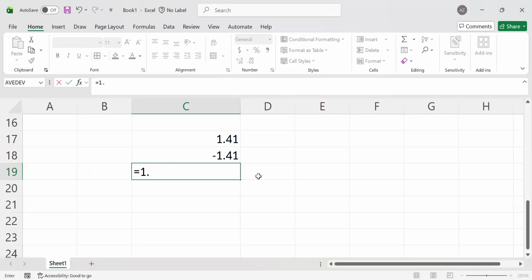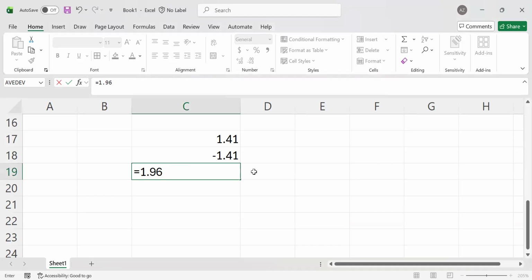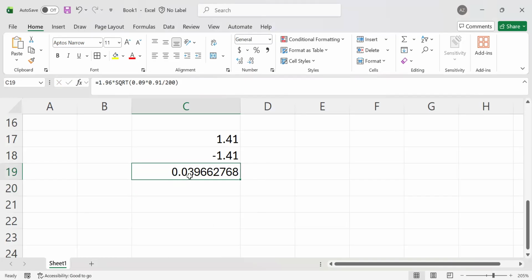So equal 1.96 times square root of 0.09 times 0.91 over 200. And then key enter, we'll get the result, which is going to be this 0.0397.